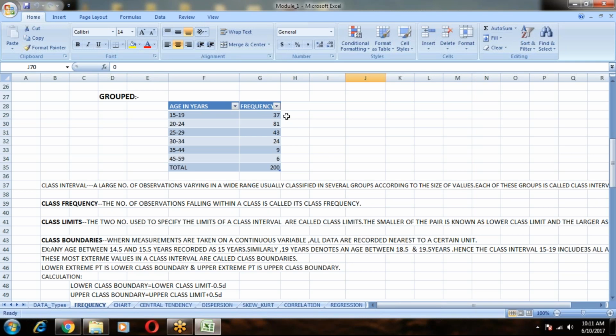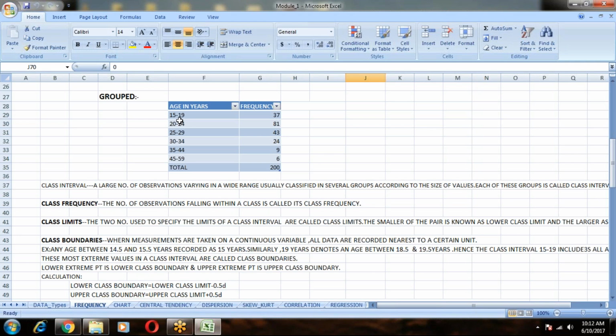Next is class limit. It's very simple. In a range, you have a minimum value and a maximum value. In the range 15 to 19, what is your lowest value? 15. And what is the maximum value? 19. So this range has some limits. One is the lower limit, another is the upper limit. The minimum value of a particular class interval is called the lower limit, and the maximum one is called the upper limit.